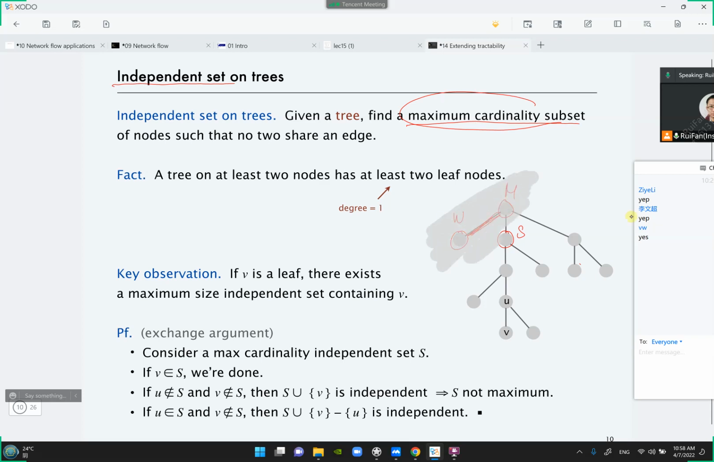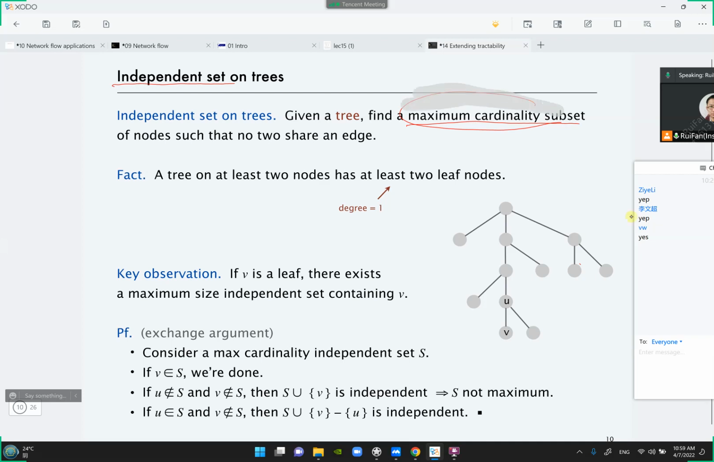Now, in general, we can try to solve this maximum cardinality independent set problem on general graphs, and in that case it is NP-complete. But now we're going to focus on a particular type of graph, which is trees. We're going to see that it is possible to solve this problem efficiently when we only care about tree graphs.